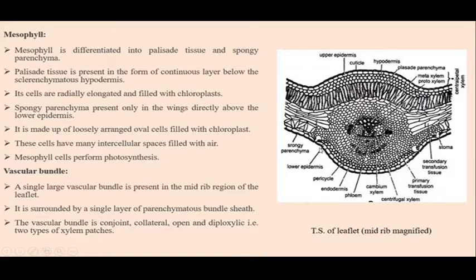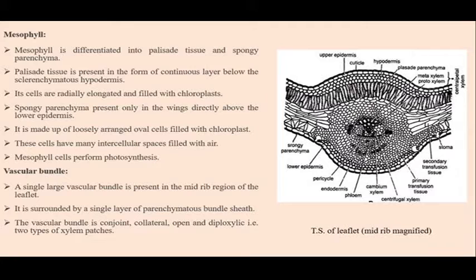chloroplast. On the side of the lower epidermis, in the region of wings, here you can see this is the spongy parenchyma. Spongy parenchyma is made up of loosely arranged cells which are filled with chloroplast. And these cells have many intercellular spaces and they are filled with air. The function of mesophyll cells, as they contain the chloroplast, is to perform photosynthesis.